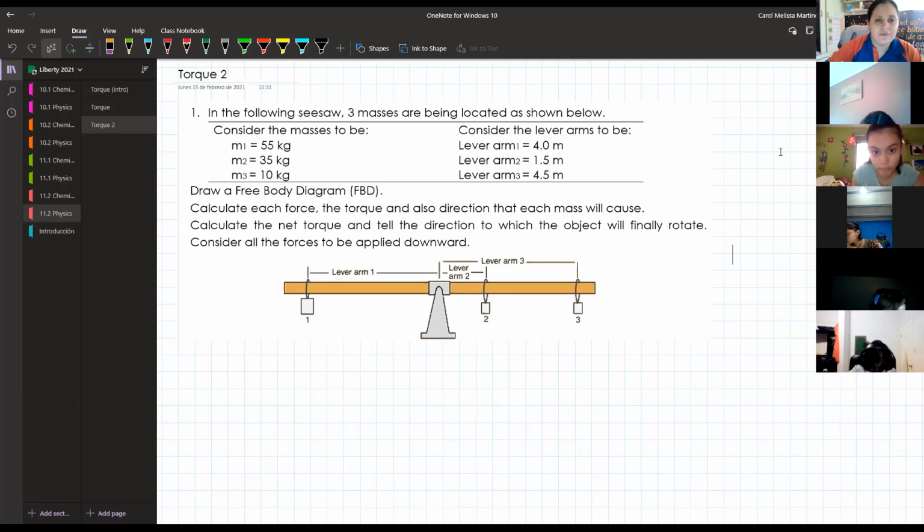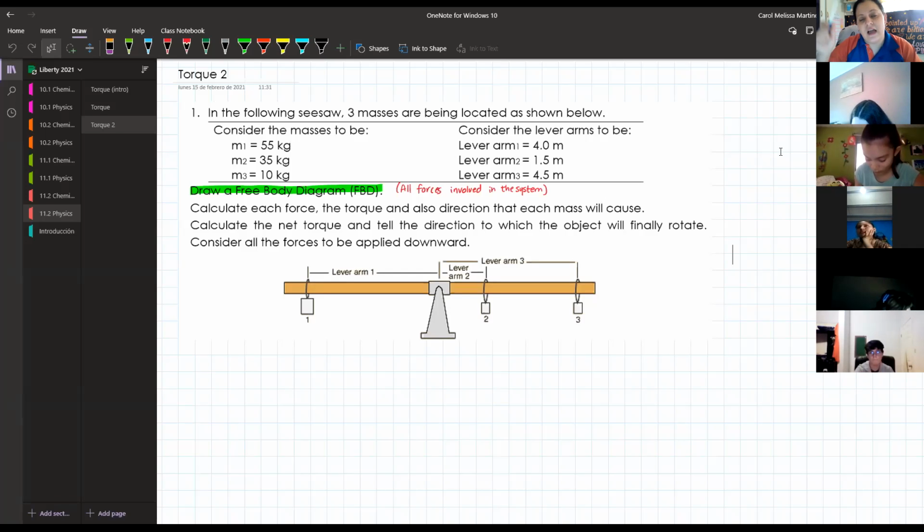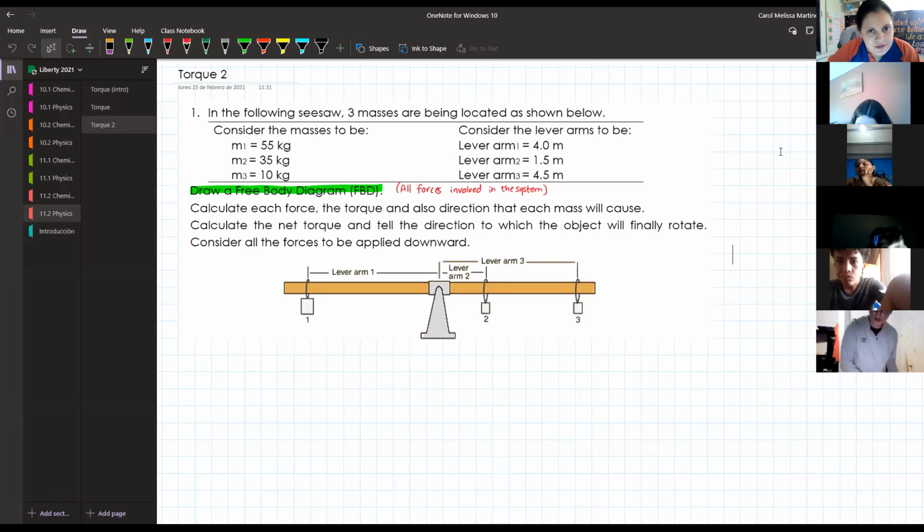Okay. So the first instruction is to draw a free body diagram. Right now I'm going to focus on that step. In free body diagrams, I should be able to see all the forces involved in the system. How many forces do I have in this exercise? Remember, they are not giving me forces at this moment. They are giving me masses.